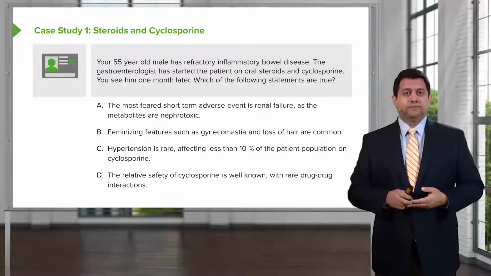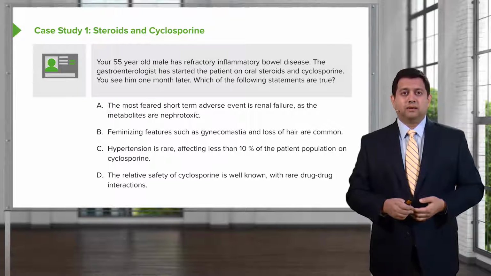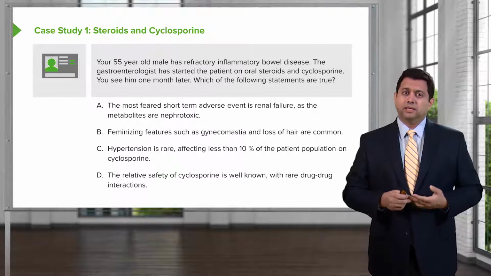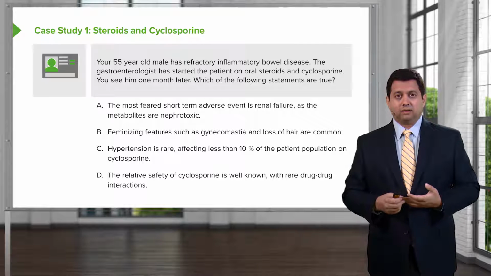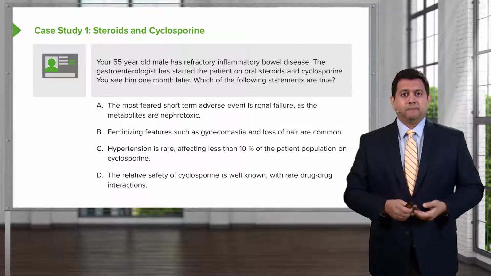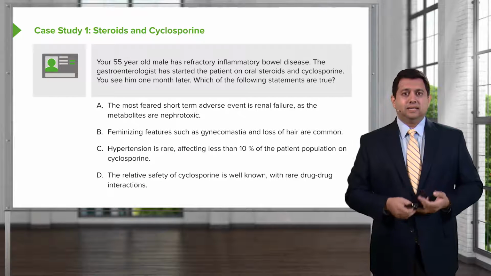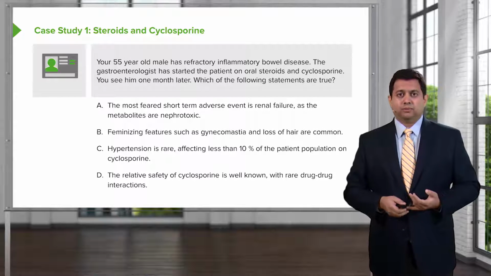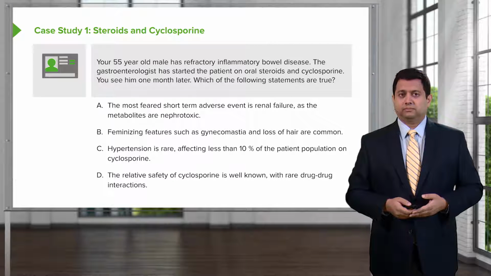A, the most feared short-term adverse event is renal failure, as the metabolites are nephrotoxic. B, feminizing features such as gynecomastia and loss of hair are common. C, hypertension is rare, affecting less than 10% of the patient population on cyclosporin. And D, the relative safety of cyclosporin is well known, with rare drug-drug interactions.